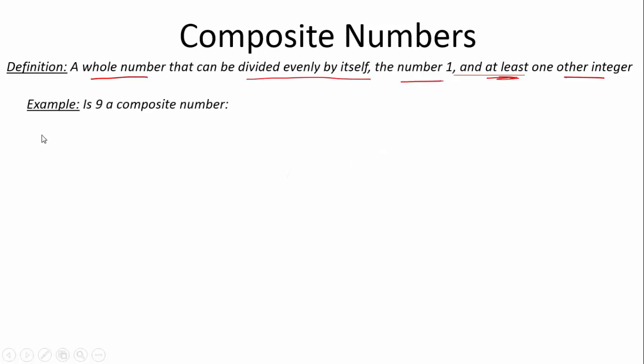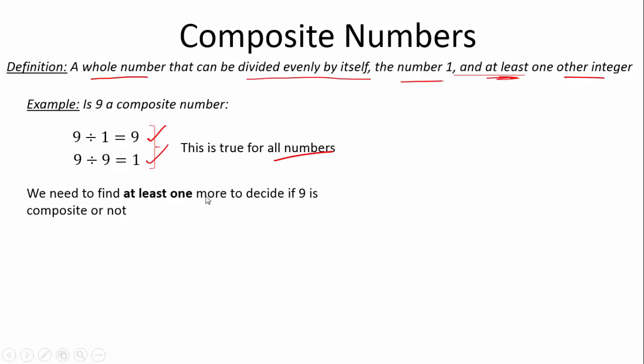Right? So is 9 a composite number? Okay, let's check. A whole number that can be divided evenly amongst the number 1. So 9 divided by 1, yes, it works. It can be divided by itself. 9 divided by 9 is 1. Oh, it works. That'll work for absolutely every single number. And then we need at least one more to decide if 9 is composite or not. So let's say 9 divided by 3 is equal to 3. At least one other, it means, yes, 9 is a composite number.